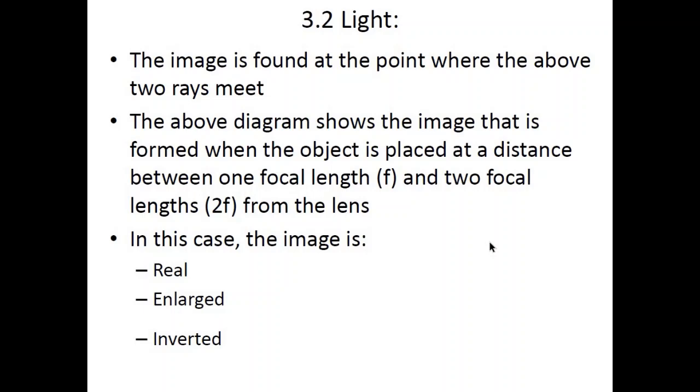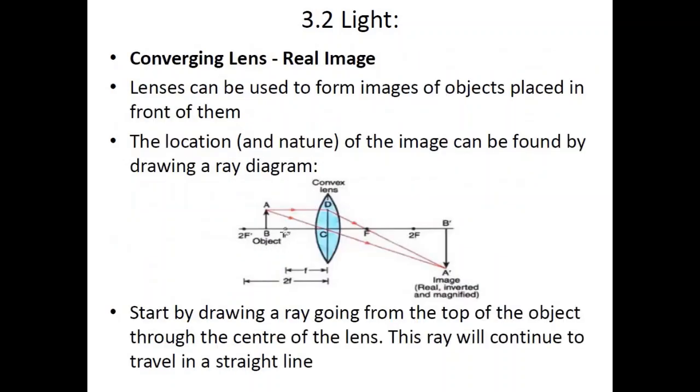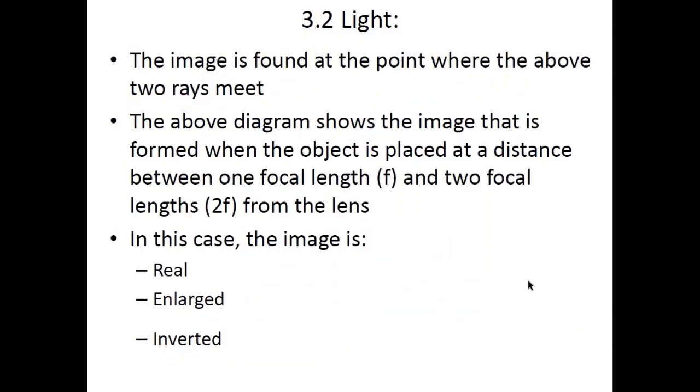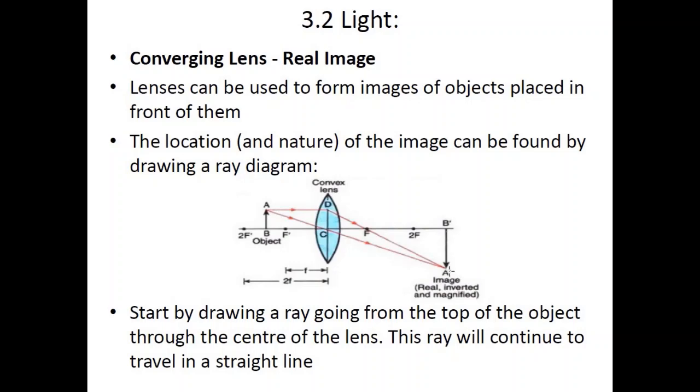The above diagram shows that the image is formed when the object is placed at a distance between one focal length and two focal lengths from the lens. As you can see, this is the focal length and this is twice the focal length, and currently the object is between 1f and 2f. In this case, the image is real. The image is enlarged. As you can see, it has more height than the object, and the image is inverted because this is a real image.